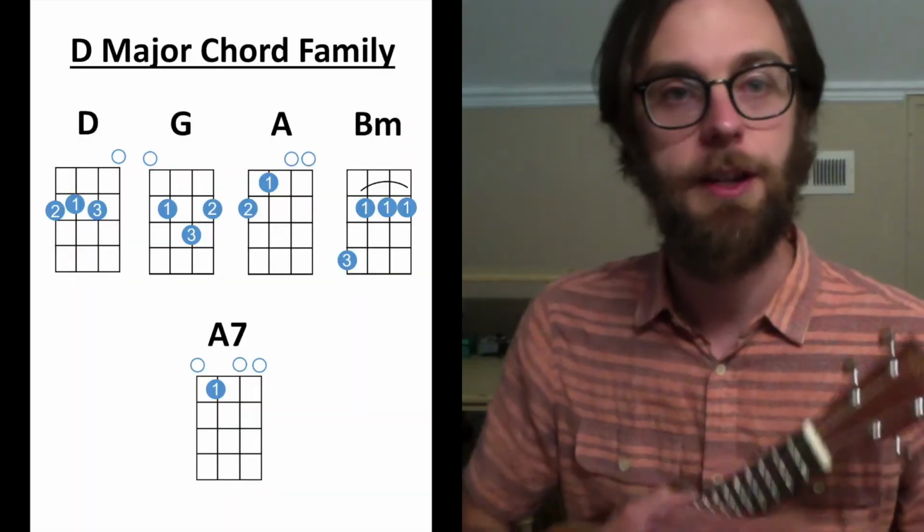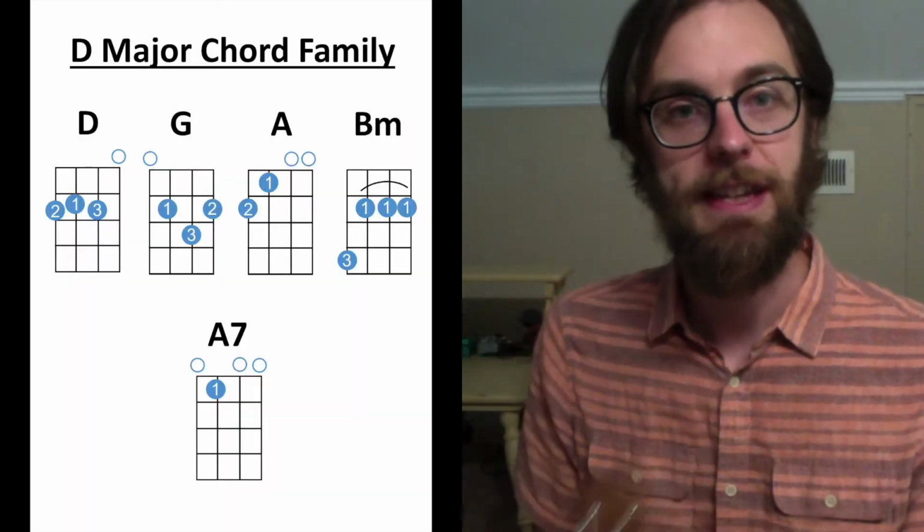So all the chords in there are going to be built around that note, and they come from the major scale of that, which we can go over in another lesson. But that's where all the different chord shapes come from. So we'll look on the screen here. We have the D major chord family.